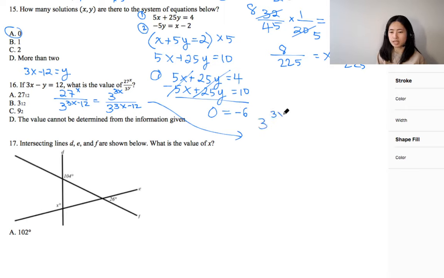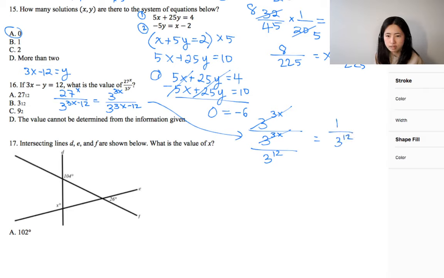We can write this again in terms of 3 raised to the power of 3x over 3 raised to the power of 12, because if it's subtraction, you can actually divide the two with the same base. So you can cancel this out and this out because you're dividing the two, and you end up with, first of all, 3 over 3, which is 1. And then you're going to see that this is 1 over 3 raised to the power of 12.